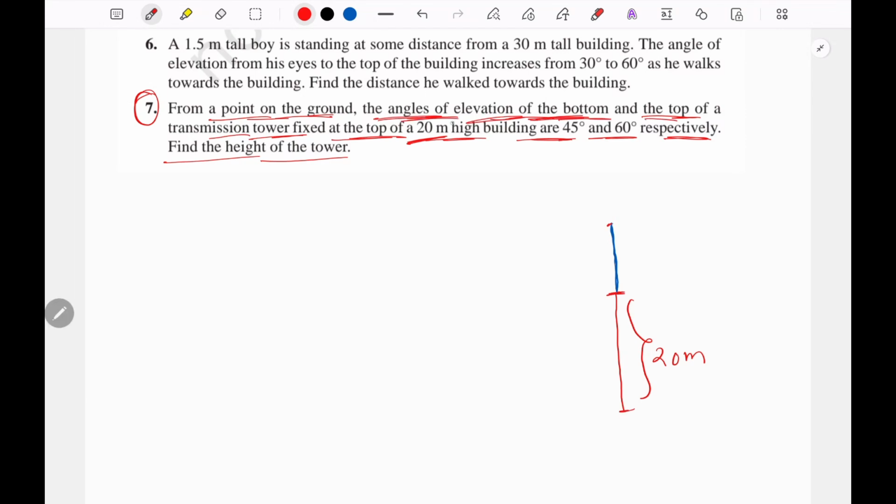So see, it says that the angles of elevation of the bottom and the top of a transmission tower fixed at the top of a 20 meter high building are 45 degree and 60 degree. That means from the bottom of this tower, so this is the bottom of the tower, from this bottom to the ground the angle of elevation is 45 degree, and from the top of this tower the angle of elevation is 60 degree. So see, this is ground. Let me draw it clearly. So this is ground.